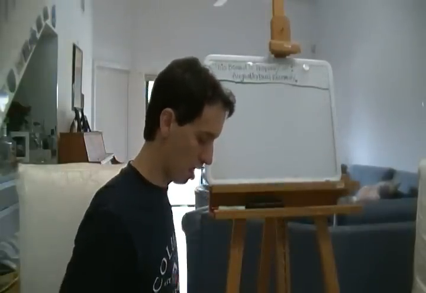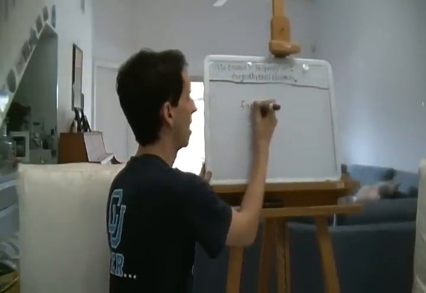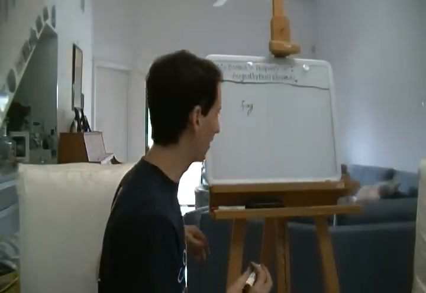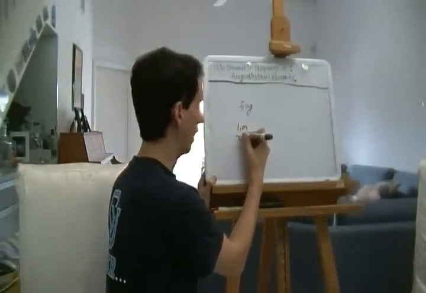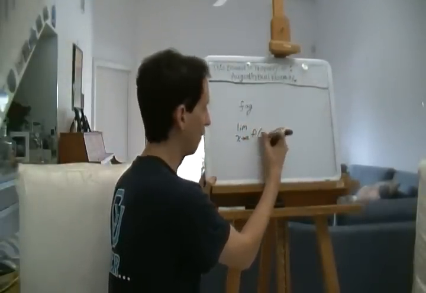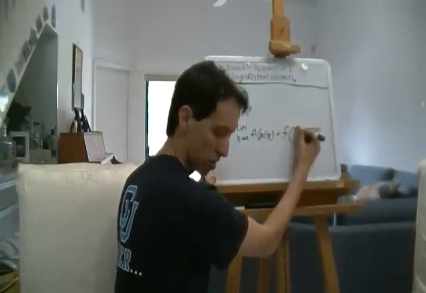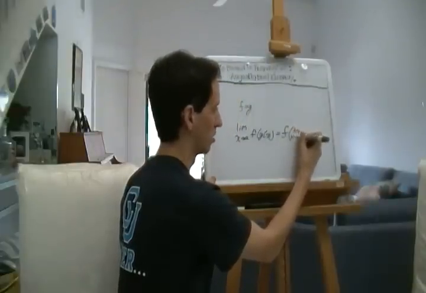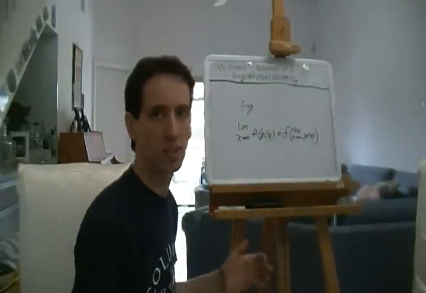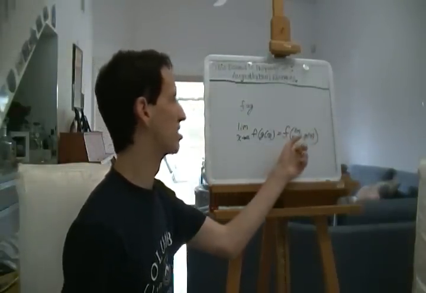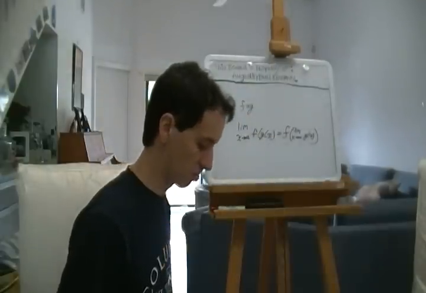Now, with composite functions, you remember we talked about that, f of g. Limits and continuity generally work the same way. The limit as x approaches a of f of g of x is f of the limit as x approaches a of g of x. So basically, this is kind of like another limit law that works with composites.